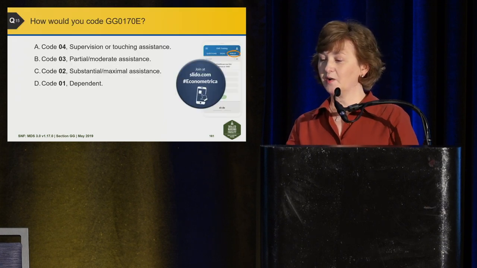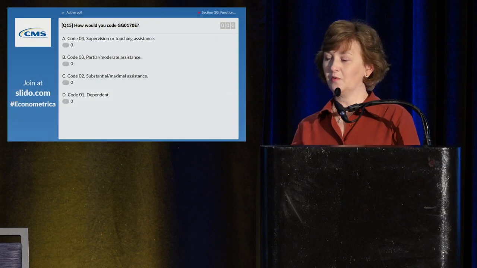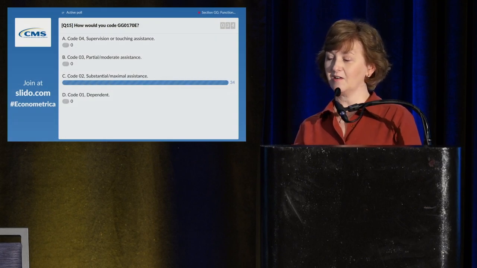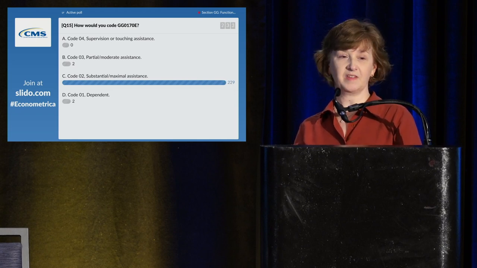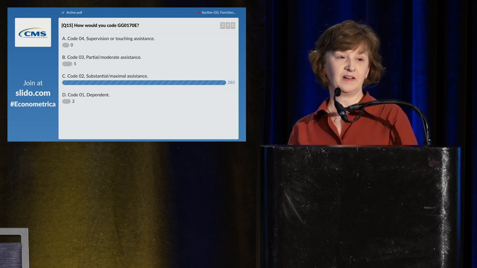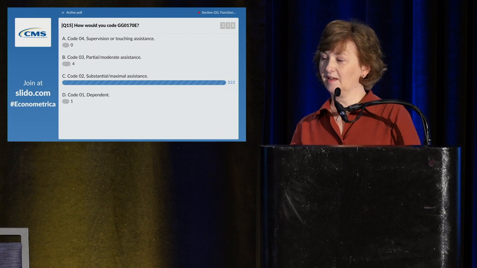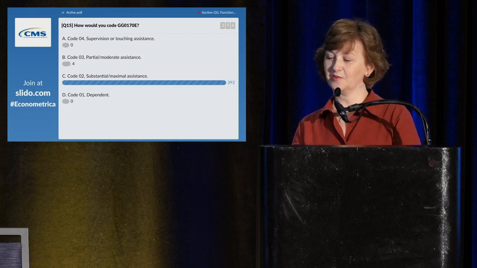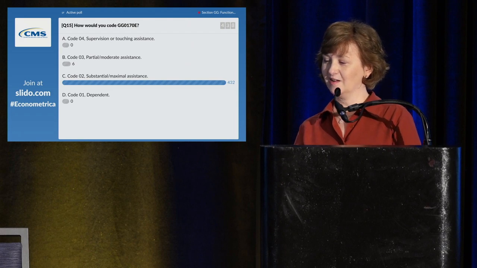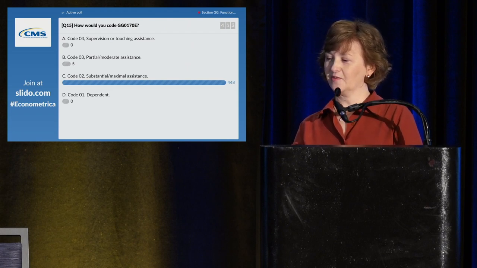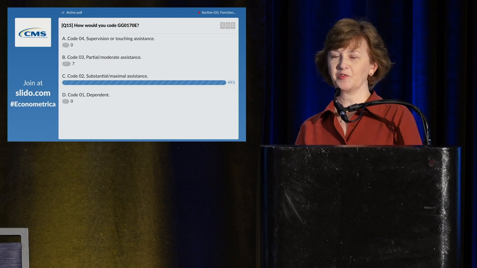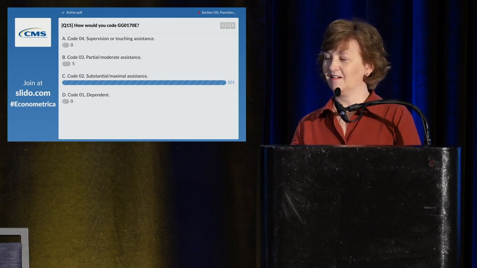So if you could pull out Slido, the code options for you to provide as a response are number 4, supervision touching assistance, 3, partial moderate assistance, 2, substantial maximal assistance, and code 1 would be dependent. Looks like quite a few people have already responded. There seems to be a favorite response so far. Looks like there's still some more responses coming in, so I'll just wait a second here. Okay, still some responses coming in. All right, slowing down a little bit.